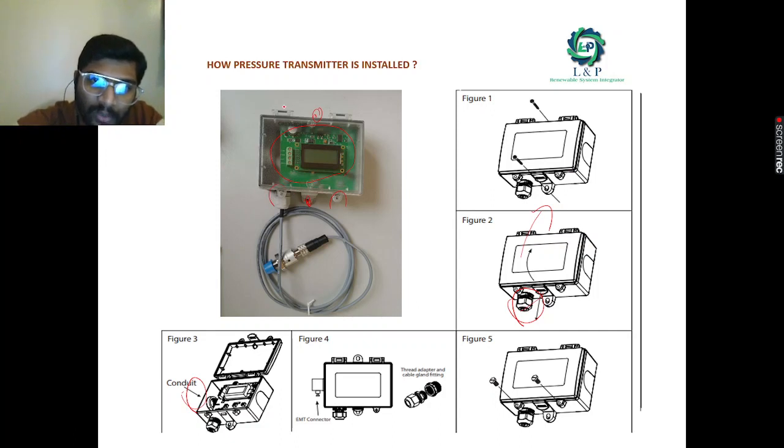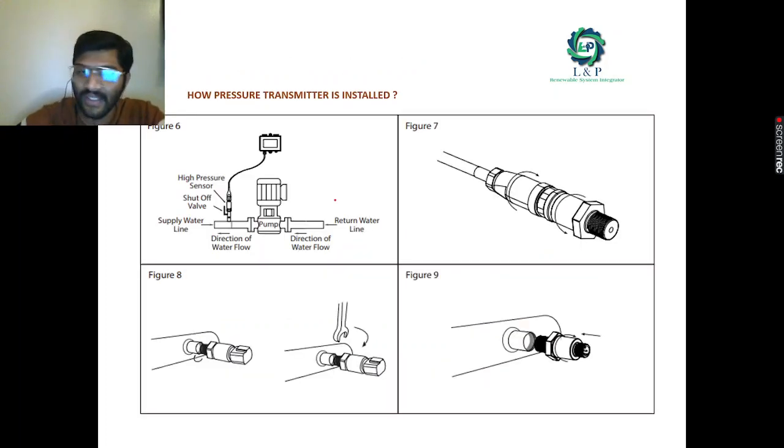Okay, you can remove these screws and open your pressure transmitter so that you can see the terminals inside it. You have the menu options, up button, down button, most of the things you can see inside it. Okay, and most importantly, where it is installed. As you can see here, we have a probe, a high pressure sensor, and a shutdown valve.